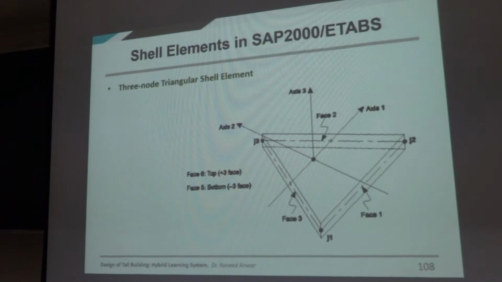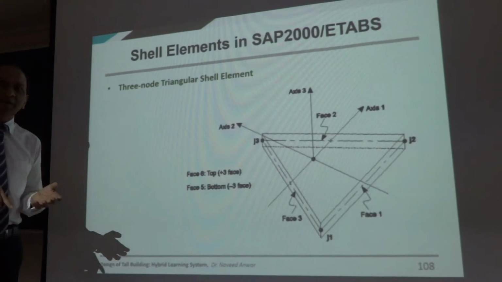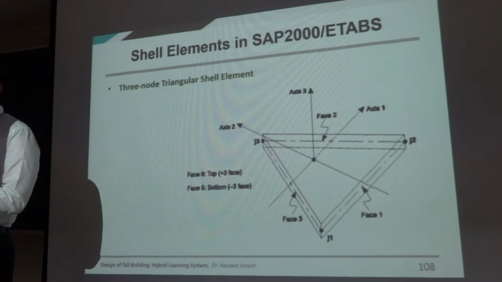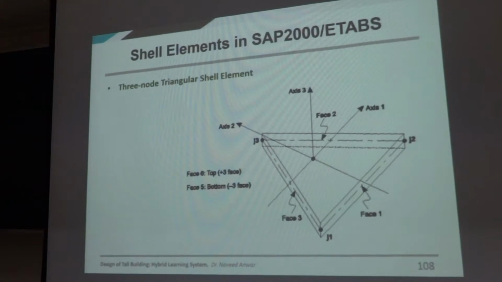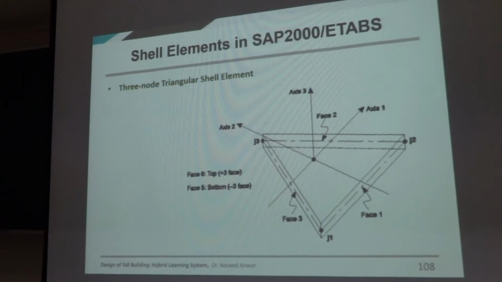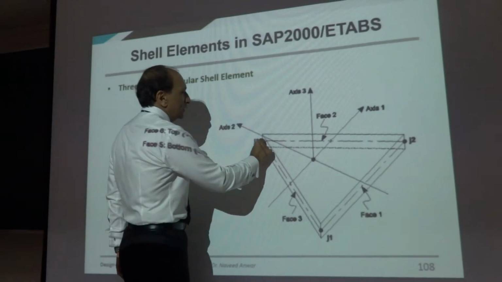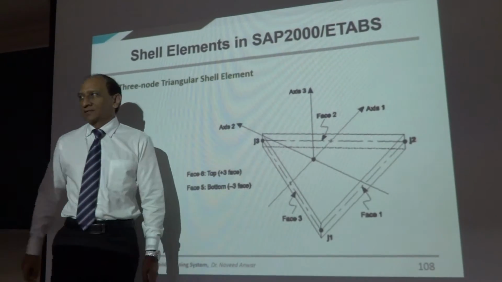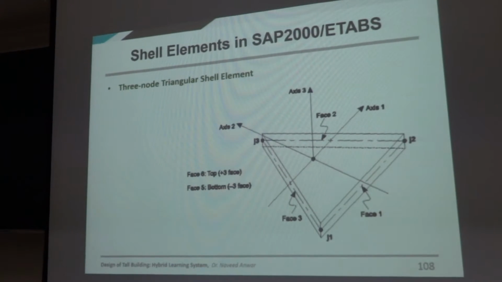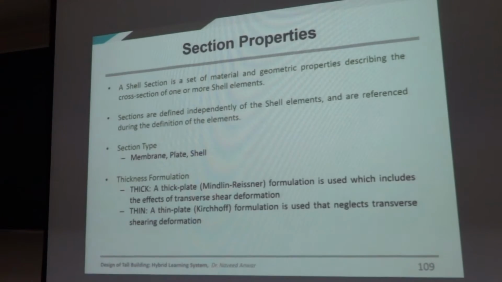Other programs have many types of elements. Triangle separate element, quadrilateral separate element, but in these programs they use only one type of element. And if you put the same node 3 and 4 at one location, it will become a triangle. Right? So you need to understand all of that to use these programs.